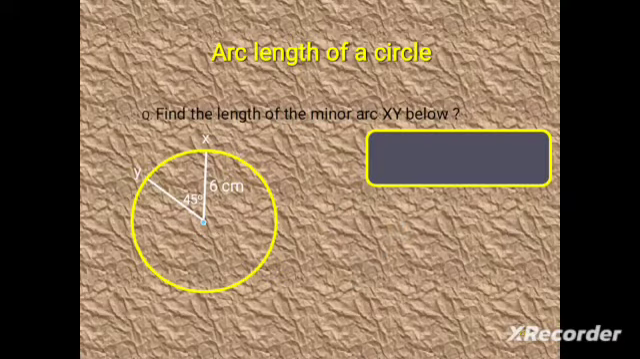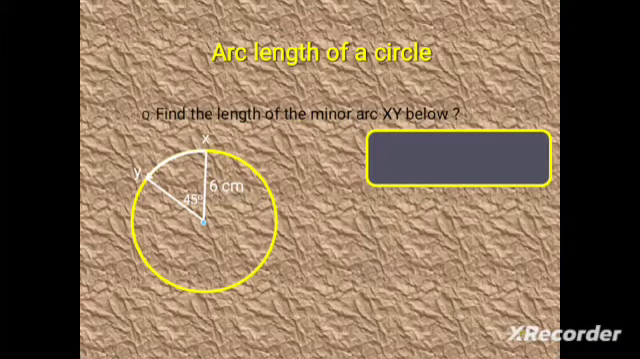Now, another question: find the length of the minor arc XY below. From the diagram below, the radius of this circle is 6 centimeters. Then we have XY subtending an angle of 45 degrees to the center of this circle. And so we are supposed to find the length of this minor arc XY.